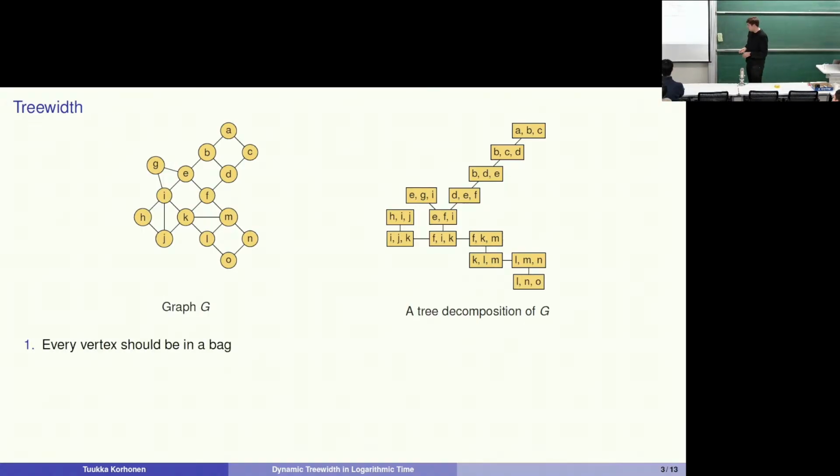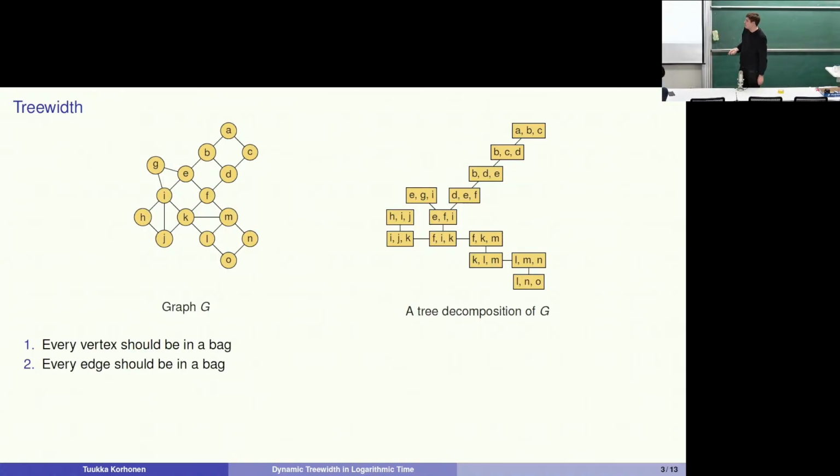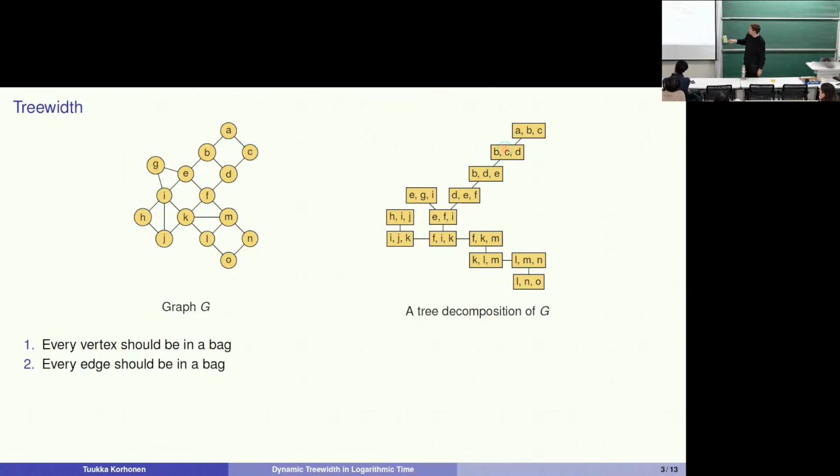To be a tree decomposition, this tree of bags should satisfy some conditions. Every vertex of the graph should be in some bag, and every edge of the graph should be in some bag, meaning that both endpoints of the edge are in the bag. If you look at, say, the edge between A and B, then there is a bag containing both A and B.